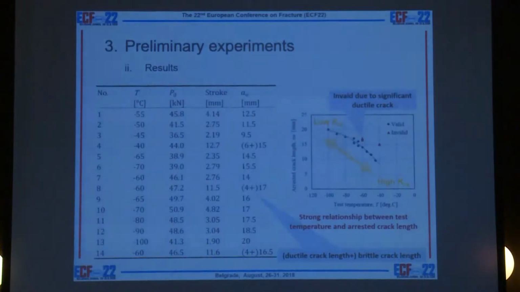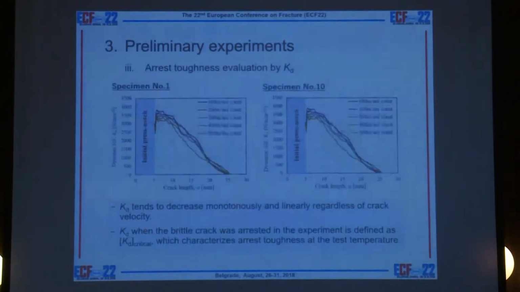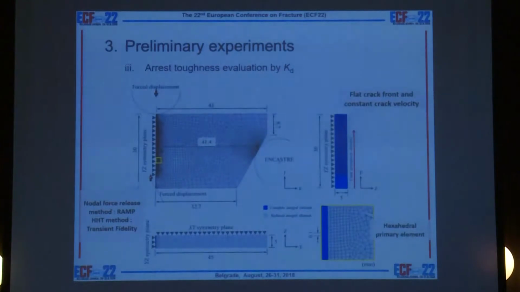Several test results are considered invalid because the specimen showed too large deformation and ductile crack before brittle crack initiation. However, test temperature and arrested crack length of valid results have a strong relationship, as shown in this figure. This result suggests that the crack driving force decreases monotonously with crack propagation. Then I evaluated arrest toughness at each test temperature by applying the test results.